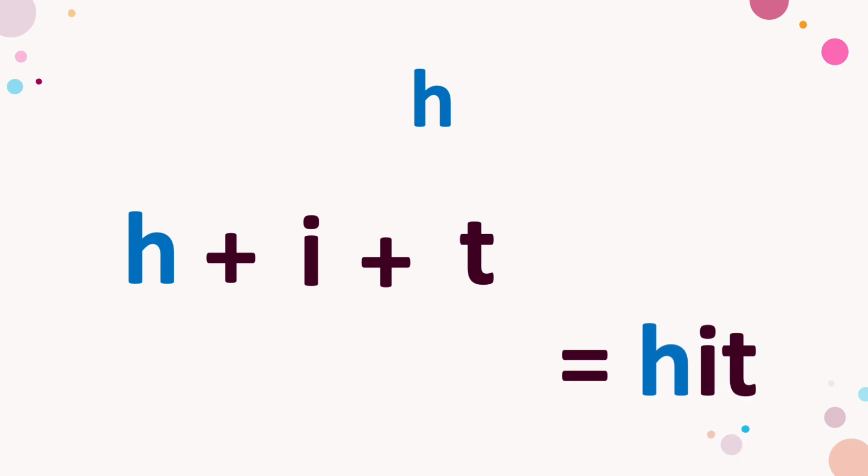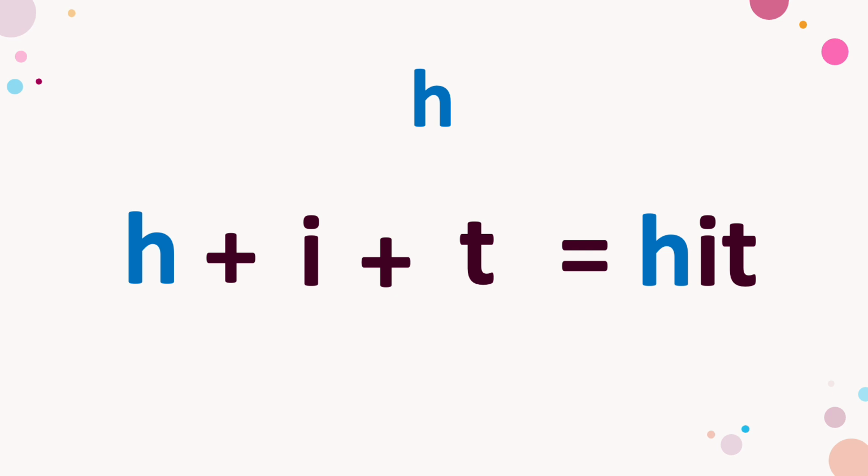What is this sound? H. What is this sound? I. Let's blend them. H, I, hi. What is this sound? T. Shall we blend them all? H, I, hi, t. Hit. Let's try again. H, I, hi, t. Hit. Great job. You just read a three-letter word.